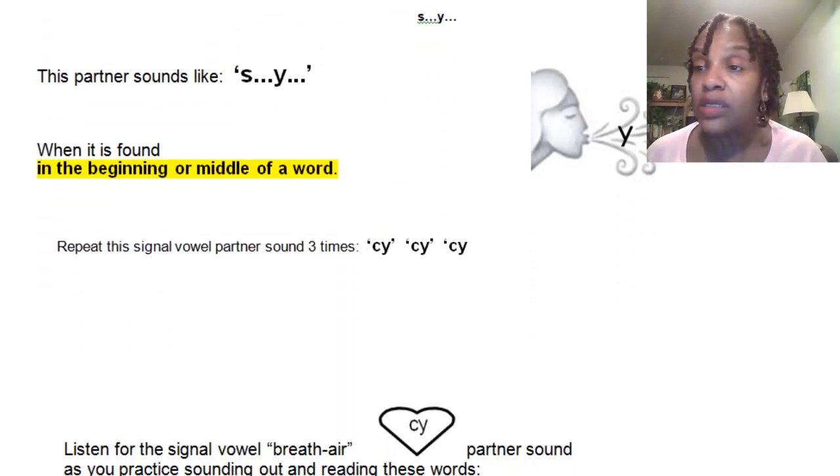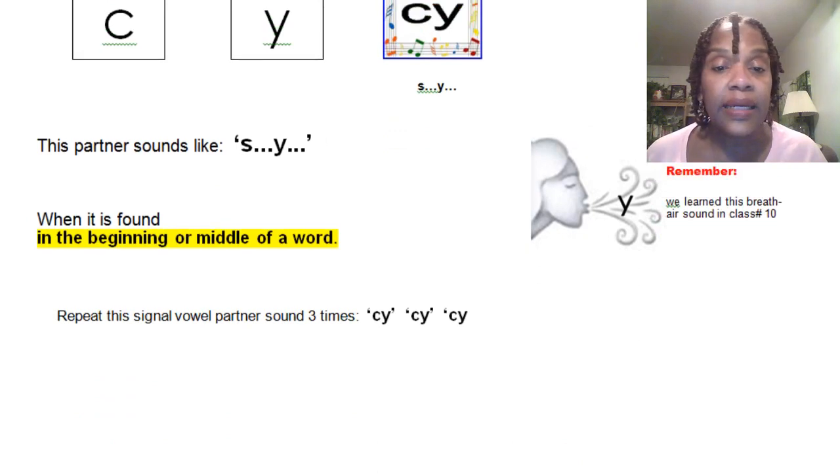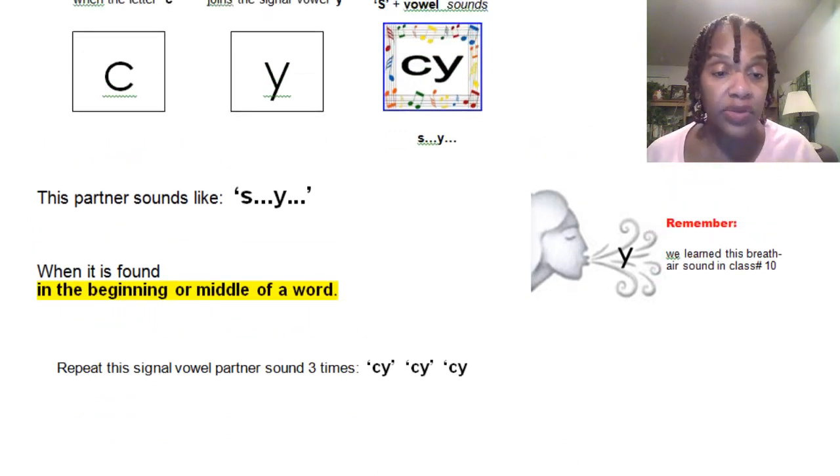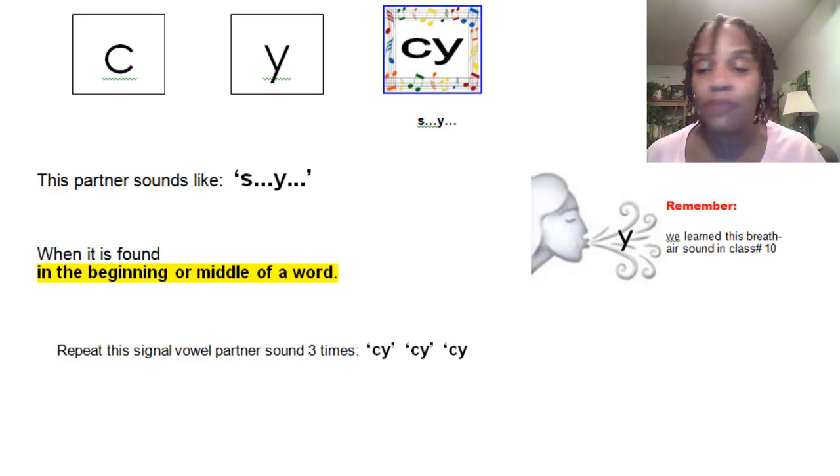All right. Oh, I'm sorry. Let's go back for one quick second. Let's repeat this new partner sound 3 times. I'll do it first and then you do it. S, S, S. You do it. S, S, S. Good job.